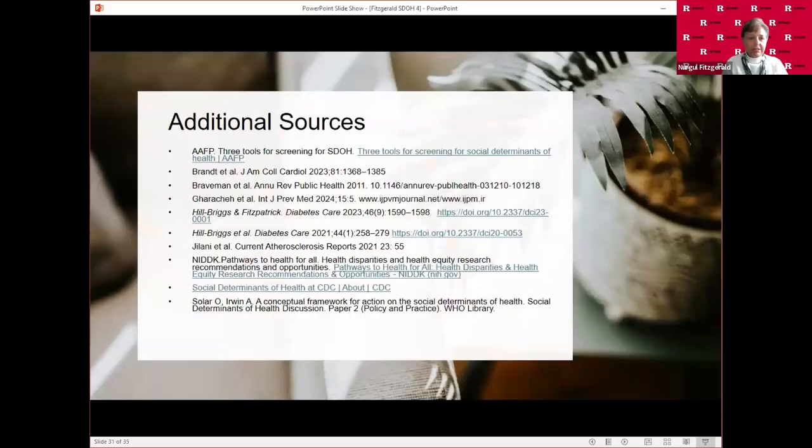So I included some additional resources here, some of which I already used in forming these slides, and hopefully you found them helpful. And if you wanted to read more in detail, I included these resources, including at the very top here, some tools. Some of you might be very well aware of those screening tools for social determinants of health, but I included a link here for tools and other resources.